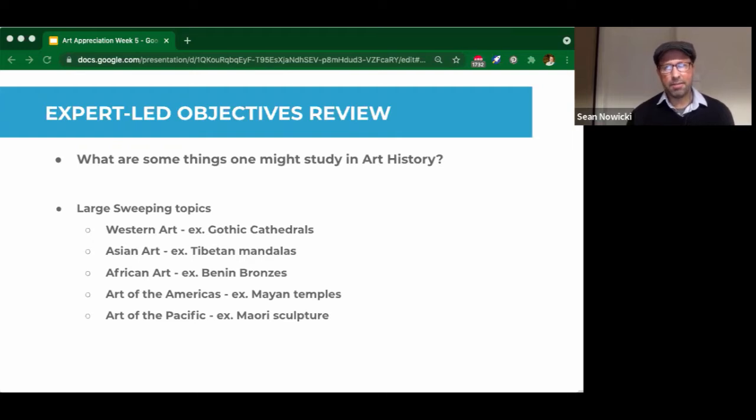And then art of the Pacific has to do with Polynesian culture or New Zealand or Australia. I guess the Aboriginal art in Australia might fall into a different category, maybe its own, but I think it usually gets grouped into all of this. So that's kind of the world. If you look around at the world and you're thinking about a topic that is interesting to you, those are the bigger topics. Let's go to the next slide.